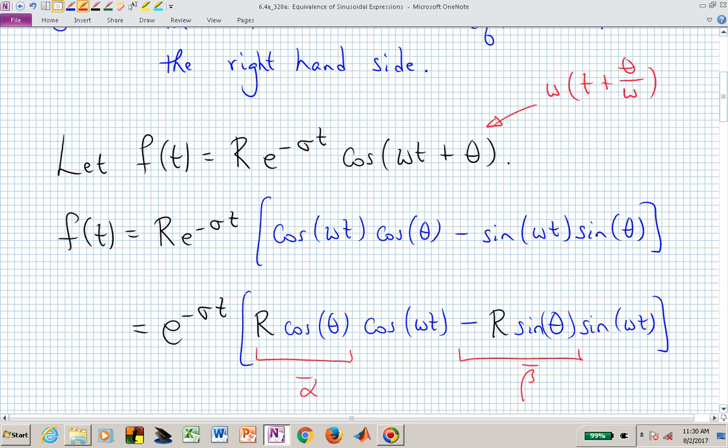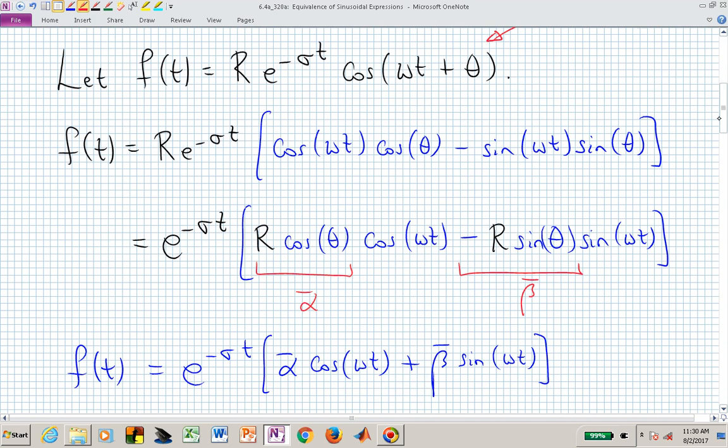Or now r cosine theta. Theta is a fixed angle, cosine theta is a number, r is a number. Let's just collapse that into some coefficient alpha bar, and minus r sine theta, let's collapse that into some beta bar. e to the minus sigma t is the exponential damping, which is common to both terms. Meaning we can now rewrite that original f expression as a cosine with a phase shift as a linear combination of a sine and a cosine of the same frequency omega. They're both exponentially damped by an amount e to the minus sigma t.